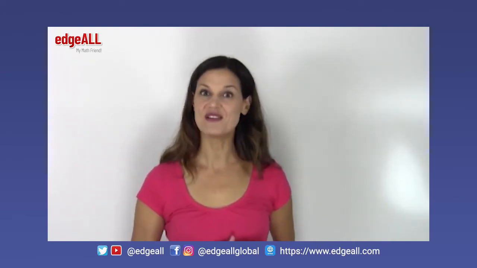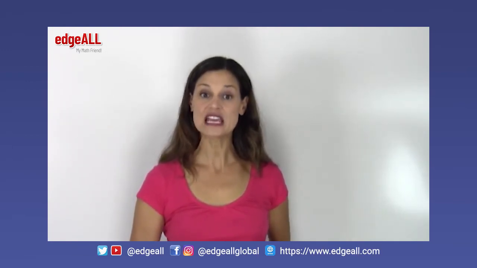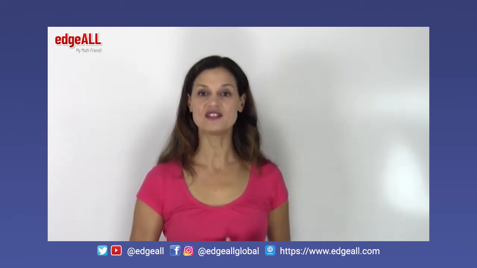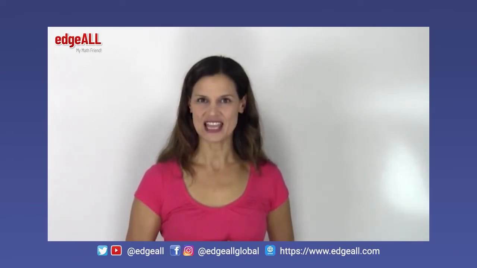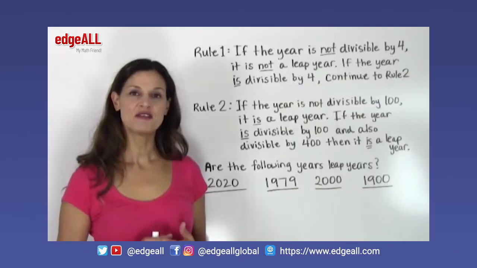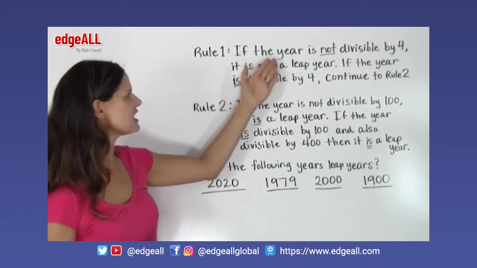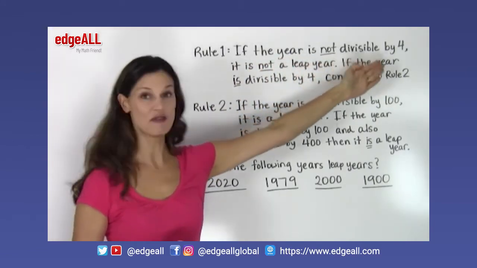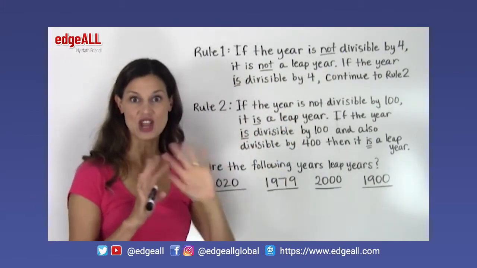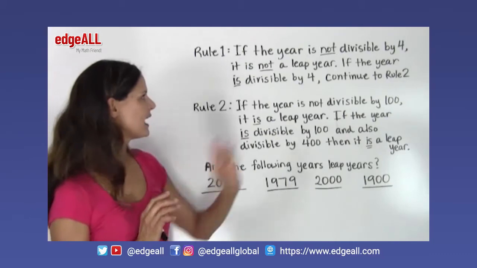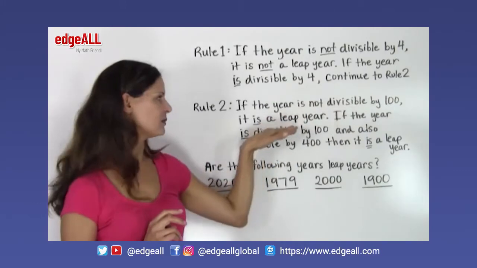So how do you know if a given year is a leap year? Since leap year occurs every 4 years, there are a few rules you have to follow to find out if a given year is a leap year. Let's take a look at those rules. Our first rule for calculating leap year is Rule 1. If the year is not divisible by 4, it is not a leap year. And so we would be able to stop right there saying, no, the year is not a leap year. If the year is divisible by 4, we want to continue on to rule number 2.